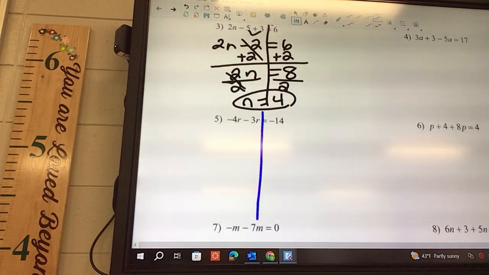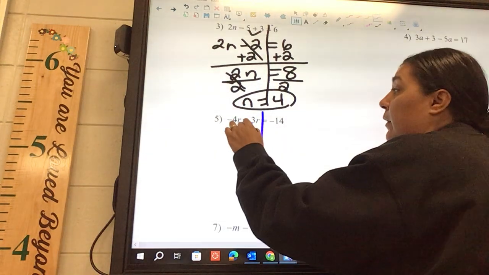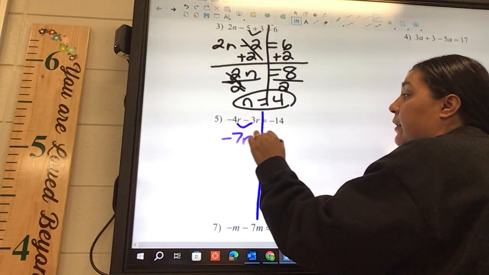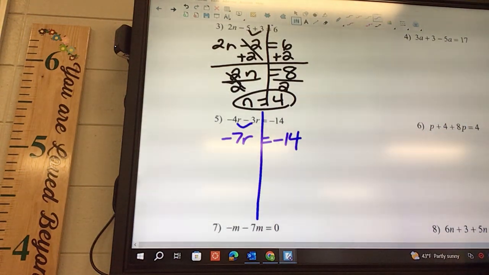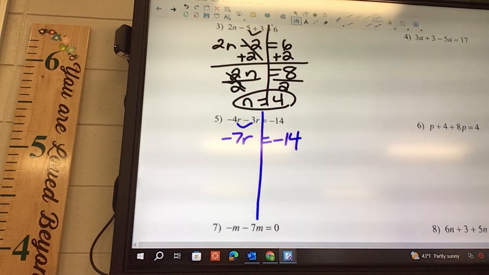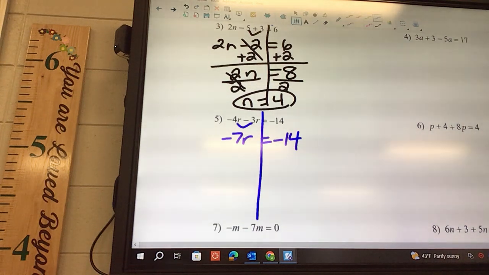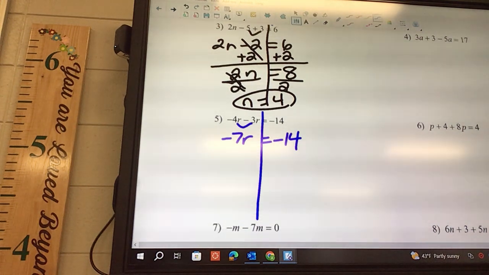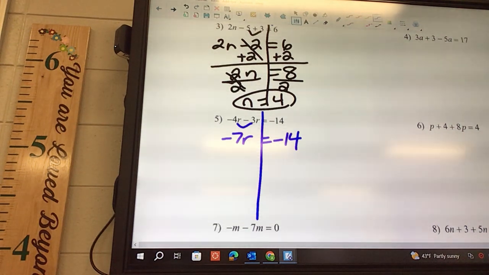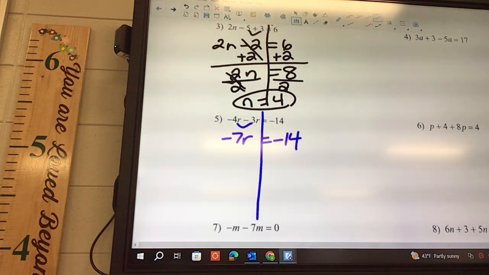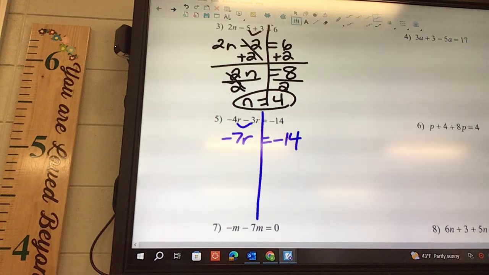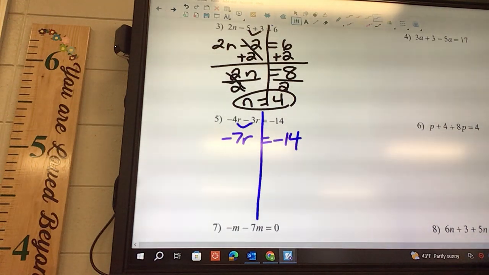So on your calculator, you would say minus 4 minus 3, which is going to give you what? Negative 7r equals negative 14. Now normally we're like, oh, we're going to move the kid first, right? All this is saying is they don't have a sibling. They can go on a date. They're already by themselves. So there's no kid to move. So how do I move that negative 7? We're going to divide.